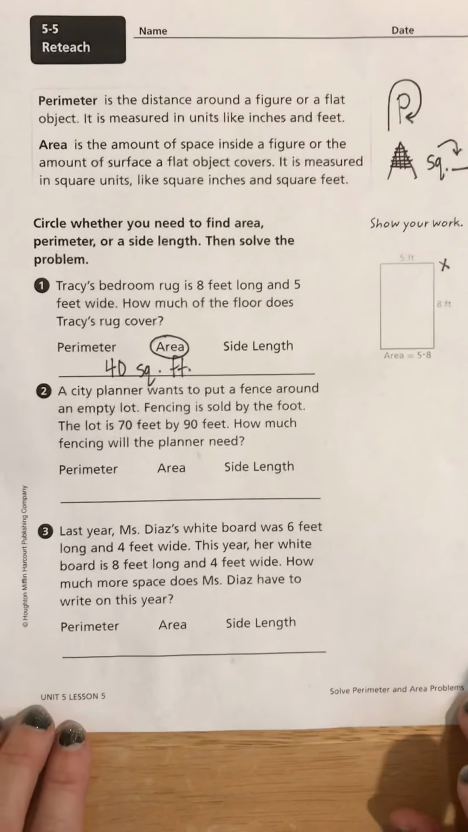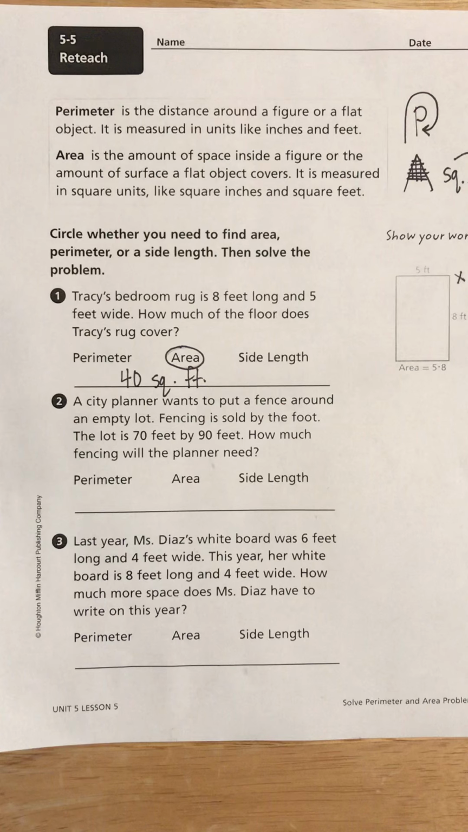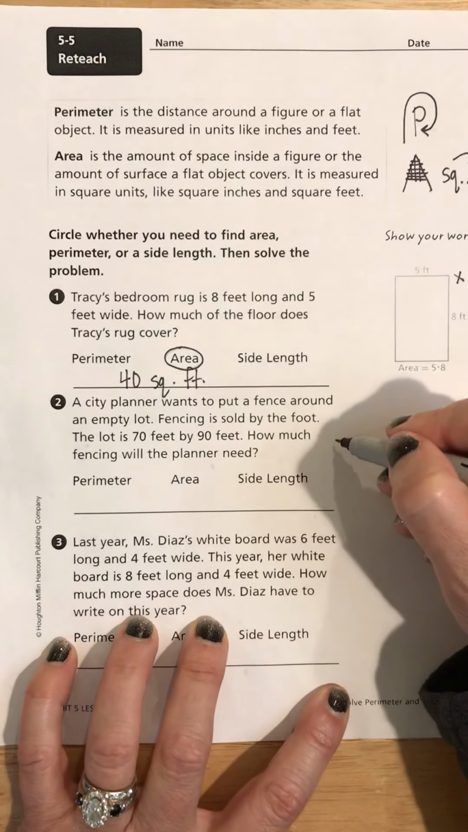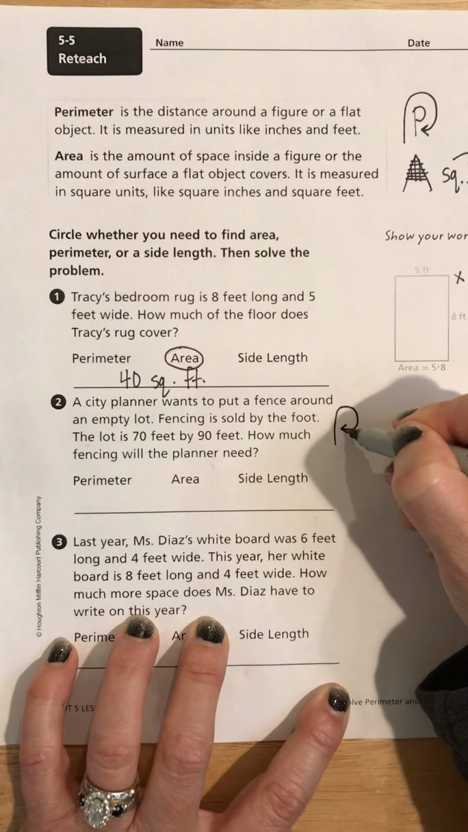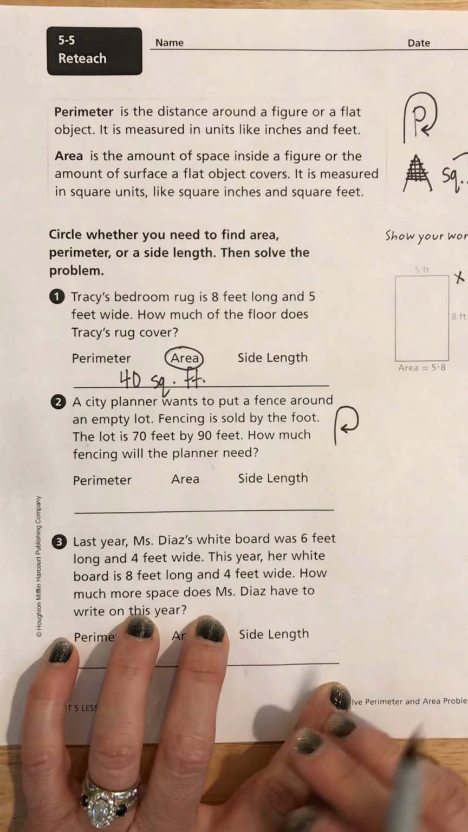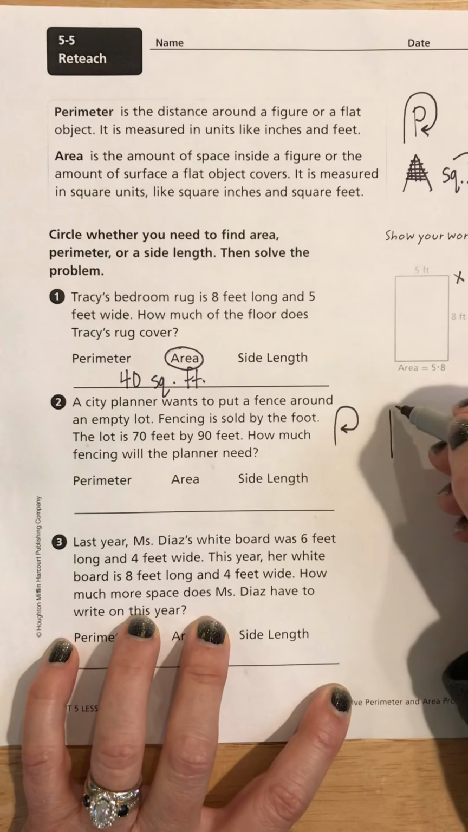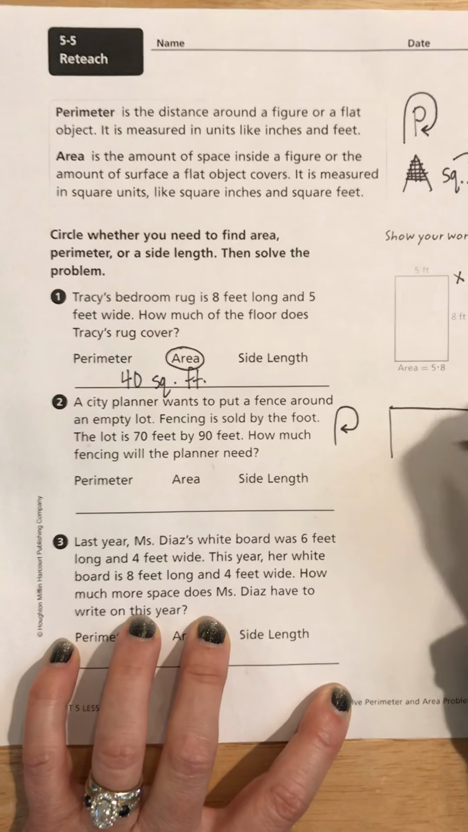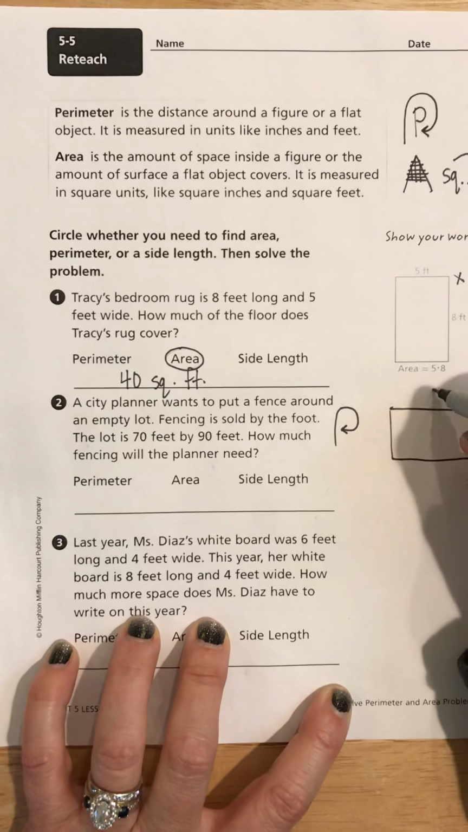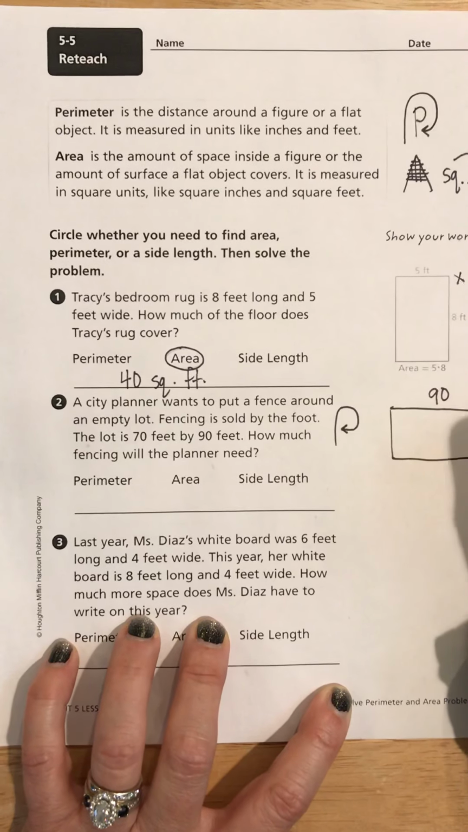Okay, so number 2. A city planner wants to put a fence around an empty lot. Fencing is sold by the foot. The lot is 70 feet by 90 feet. How much fencing will the planner need? Well, I'm thinking we're going around the fence like this, so we're going to be measuring perimeter. If I drew a picture of that, this is what I think in my head. I have 90 on one side and 70 on the other.